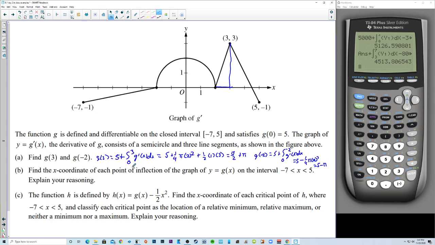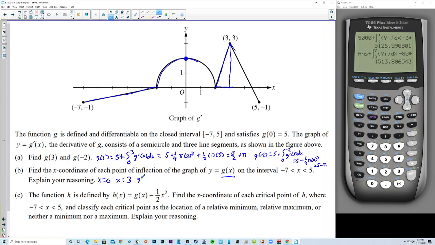Find the x-coordinate of each point of inflection of the graph of y equals g of x on the interval -7 to 5. Explain your reasoning. So we're finding the points of inflection of g. So we need to know where g prime goes from increasing to decreasing, but this continues to increase. All right, increasing to decreasing right there. So we have x equal to 0 because we're going increasing to decreasing. We also go from increasing to decreasing at x equals 3.